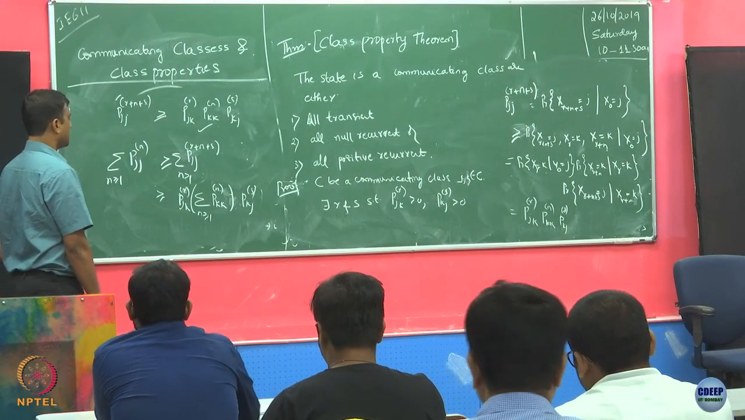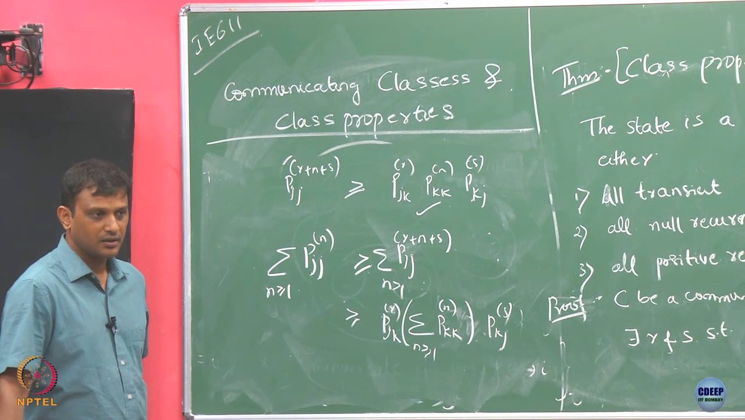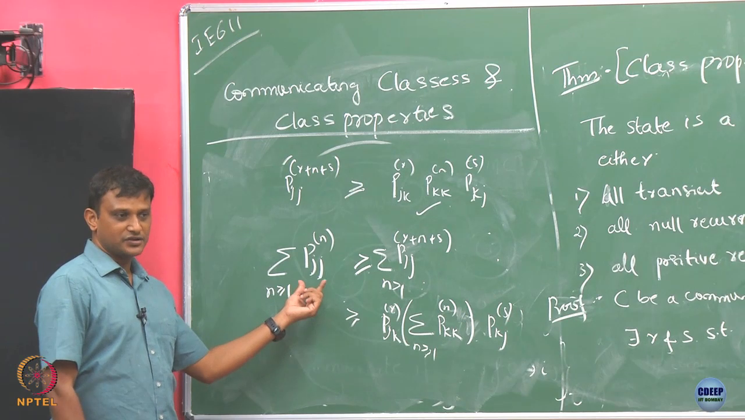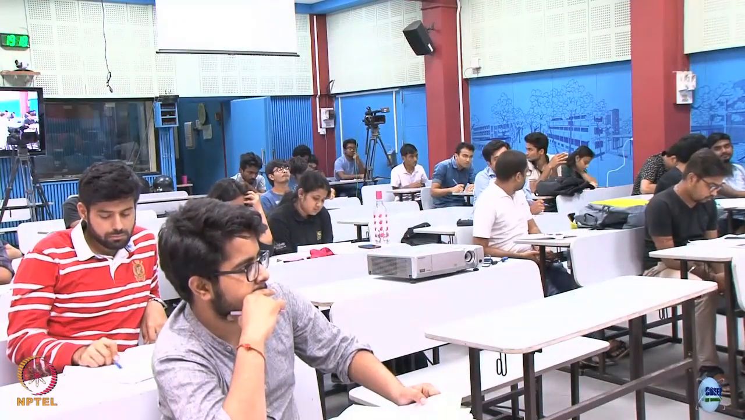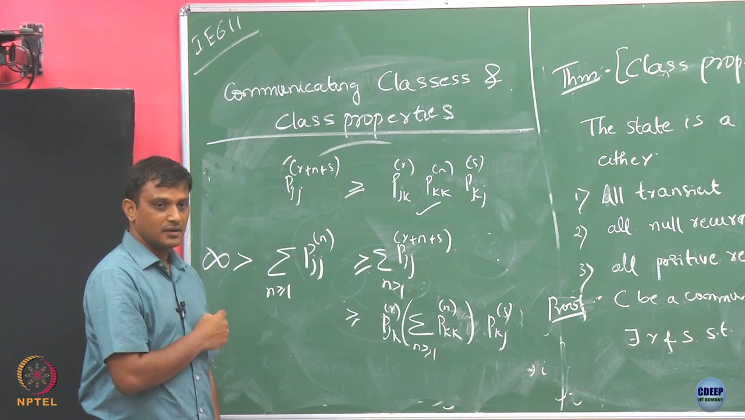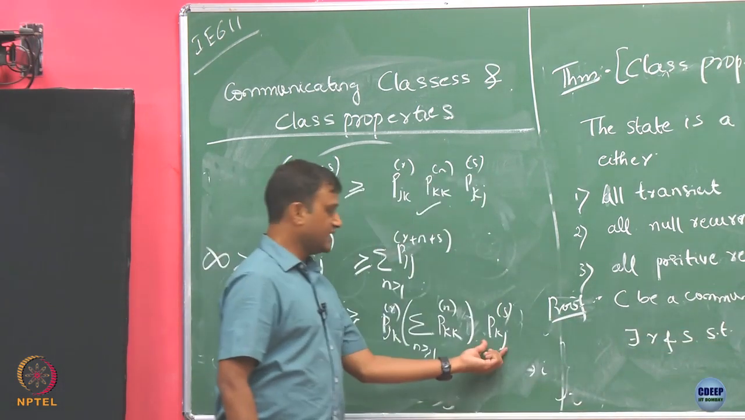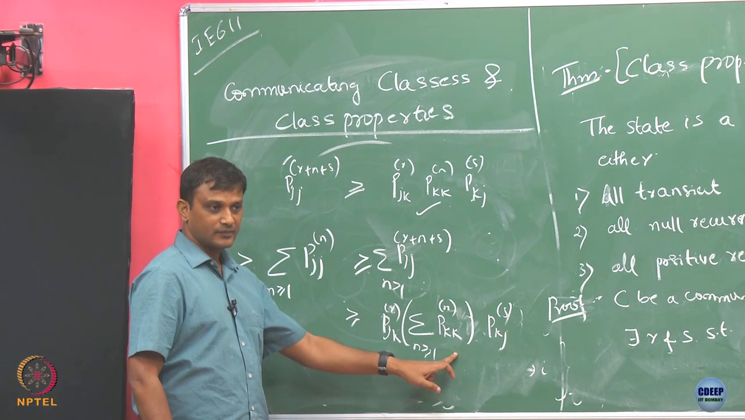Now let us use the property that we have stated in a theorem. Suppose I assume j is transient. What do I know about this quantity as n goes to infinity? I know that if my state j is transient, this is going to be finite, right? And I know that this quantity here is some positive quantity, and this quantity here is again some positive quantity. If that is the case, then what can I say about this quantity? This is also finite, right?